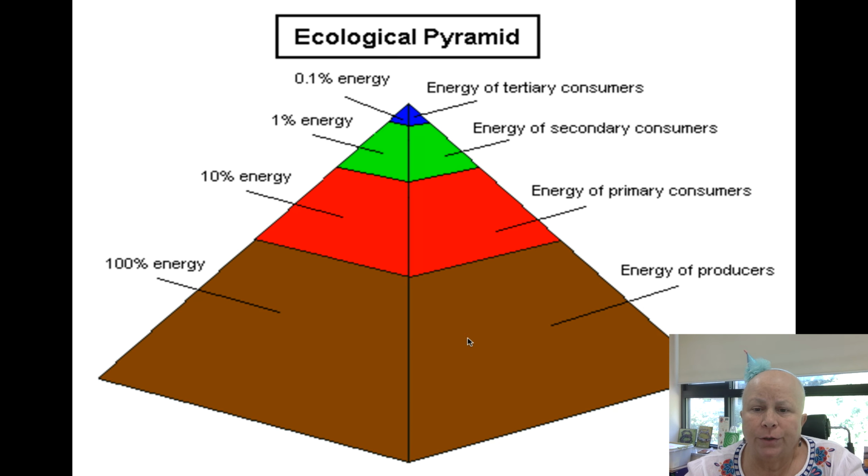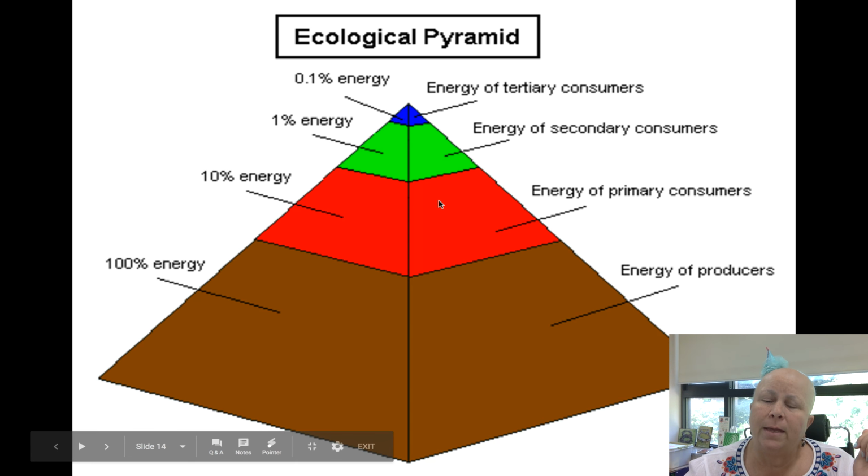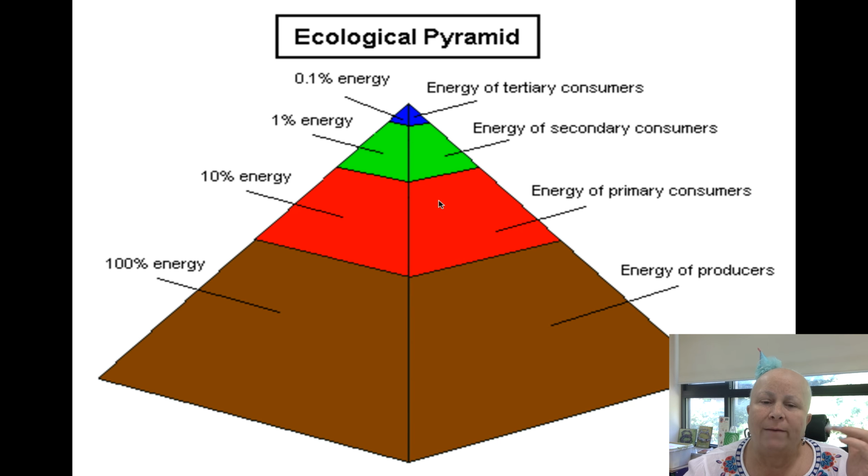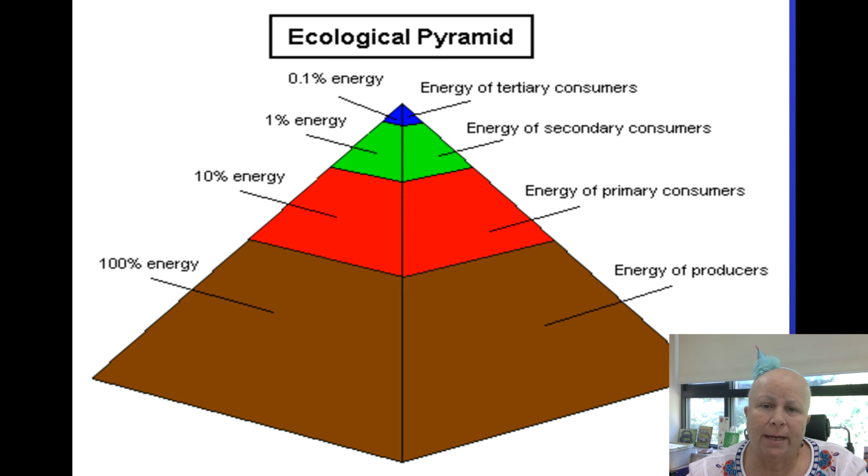So the producers pass on about 10% of their energy when they're eaten by a primary consumer, and then only about 10% of that energy is passed on to the secondary consumers, and then only 10% of that is passed on to the tertiary consumers. Now, if we have quaternary consumers, then you can see there's even less energy being passed on. So as you move up the energy pyramid, you have less and less energy being passed along. So 10% each time.